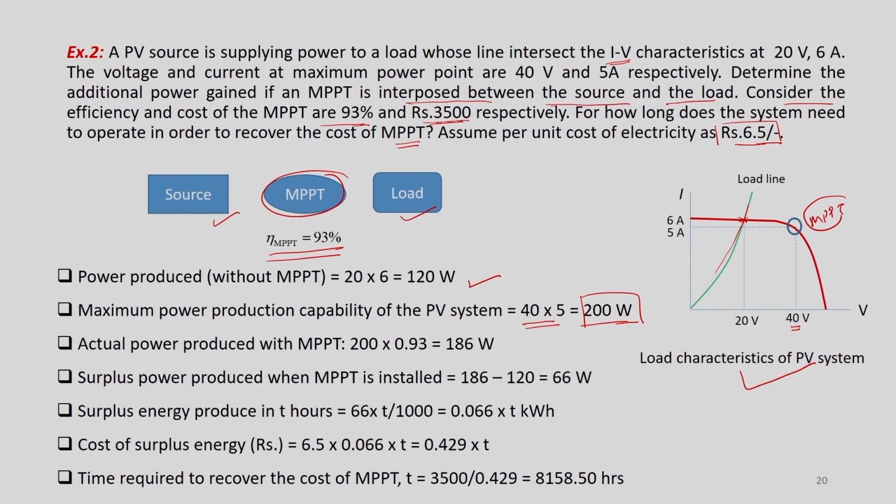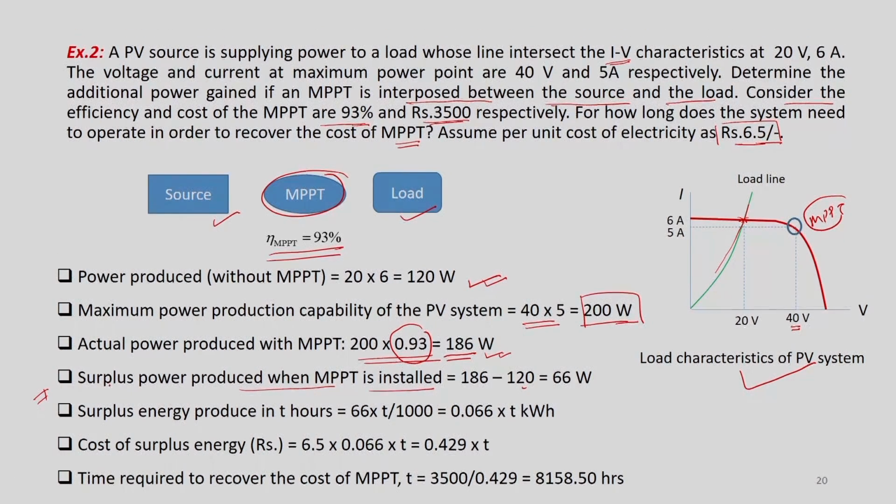And then the actual power produced with MPPT will be something like this, because efficiency is 0.93. So, it will be 186 watt. Okay. If I am interested to know the surplus power produced when MPPT is installed, then this much is the actual power produced, and the power produced without MPPT is already calculated, and we can use this value here. So, 186 minus 120 will be 66 watt.